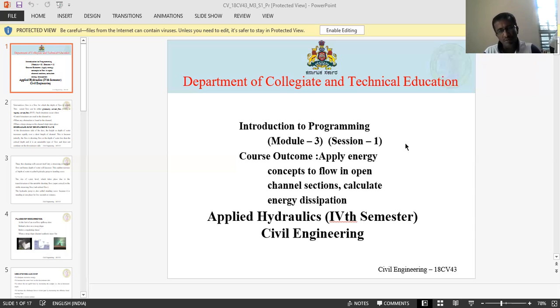We are also well versed with Froude's number. It is basically used to classify the type of flow, whether it is supercritical, subcritical or critical, depending upon the value of F. If F equals 1, it is critical; if it is less than 1, subcritical; and if it is greater than 1, supercritical flow. F equals V by root gy, where V is the velocity of flow, g is the acceleration due to gravity, and y is the depth of flow.